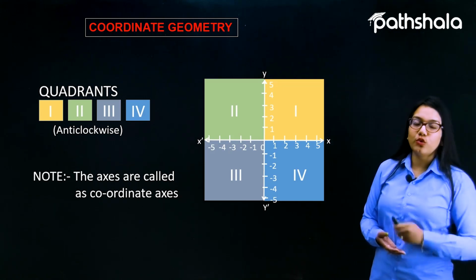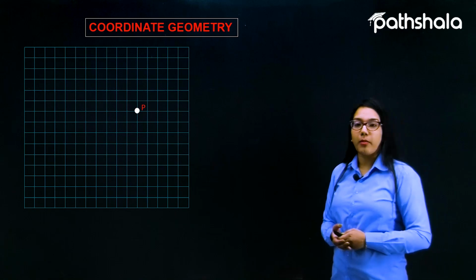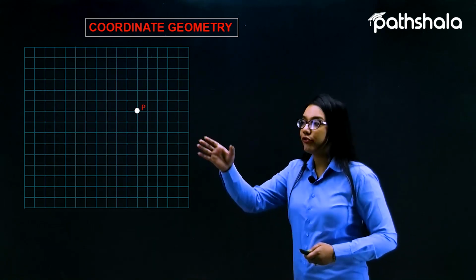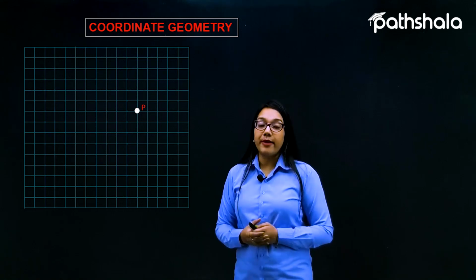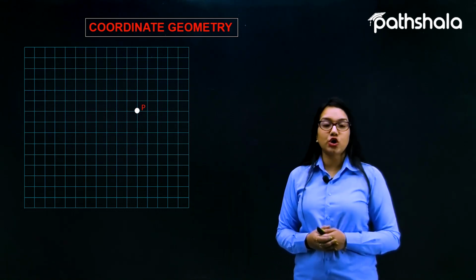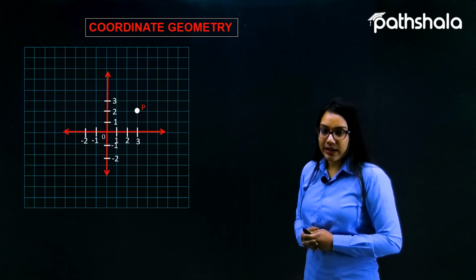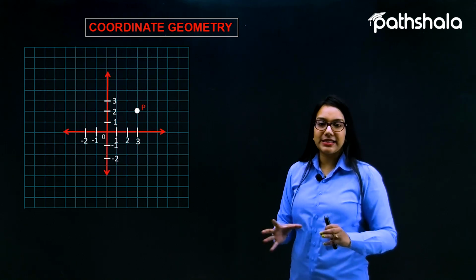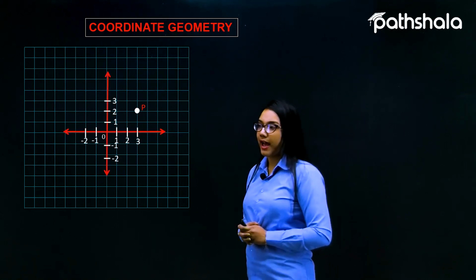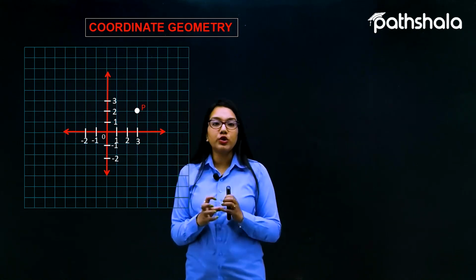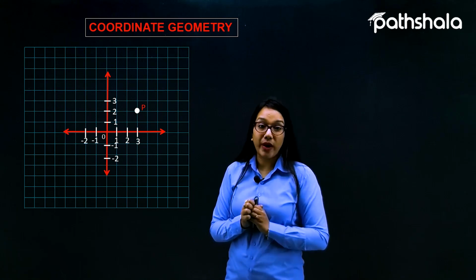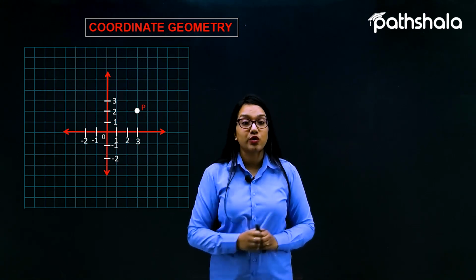Now let's move on and talk about the position of a point. Let us suppose we have this point on a graph and we want to find the location of this point on the graph. So let me draw the axes all together. We have an x-axis over here, a y-axis over here, and we want to find the location of this point. So how can we find the location of this point?